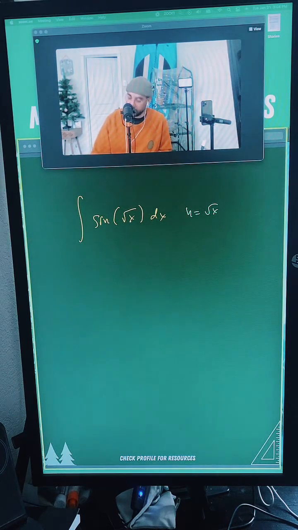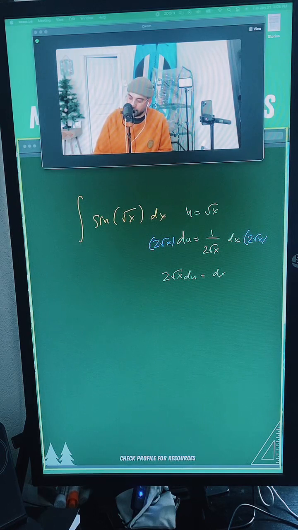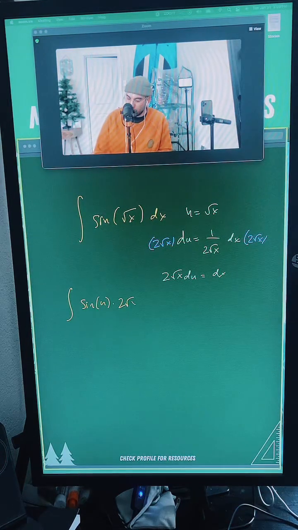Okay, so check this out, Brady. We're going to take the derivative of this. 1 over 2 root x is du over dx. And then we're going to multiply the 2 root x to the other side. And now we have 2 root x du is equal to dx. And so let's go ahead and plug that into our integral. And now we have the integral of sine of u times the dx, which is 2 root x du. Let me clean this up a little bit.